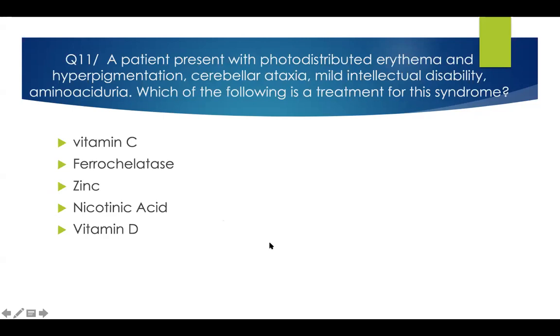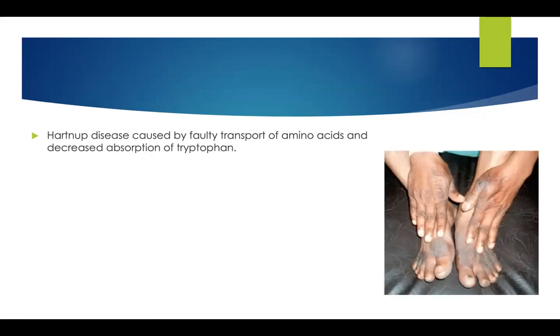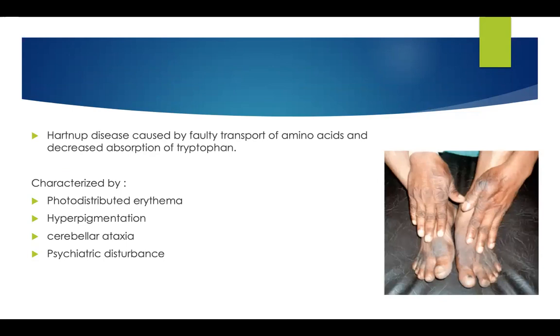Okay, let's go to question 11. Patient presents with photodistributed erythema, hyperpigmentation, cerebellar ataxia, mild intellectual disability, and aminoaciduria. Which of the following is the treatment for this syndrome? Yes, Dr. Jawahar. Yes, you are absolutely right, and Dr. Mohammed as well. It's nicotinic acid, and that's Hartnup disease, which is caused by a faulty transport of amino acid and decreased absorption of tryptophan. Okay, and it is characterized by the photodistributed erythema, the hyperpigmentation, the cerebellar ataxia, and the psychiatric disturbance. And patients should have nicotinic acid and eat a high protein diet as treatment. Okay, I get your point. No problem, Dr. Jawahar. Keep it up.